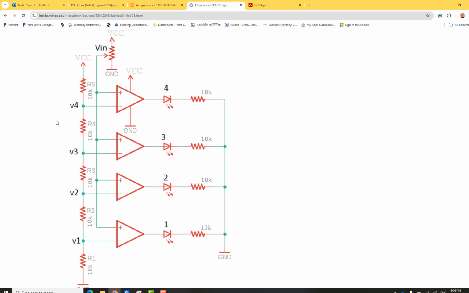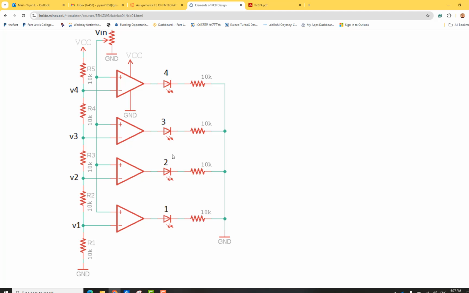It's supplying DC volts to the op amps, and you are twisting that little potentiometer to look at the little LEDs changing, like a VU, volume unit. So if you change the voltage of the potentiometer, it's going to change the LEDs. Which one will light up, which one's not, okay?